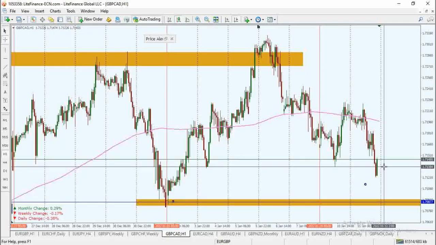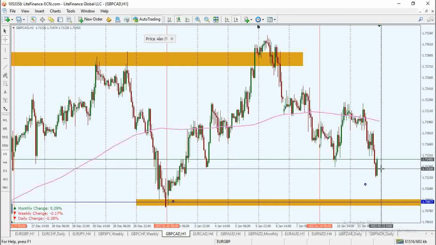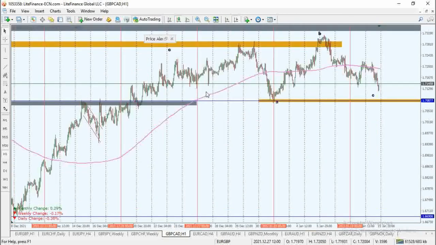This was the area where we put our pending order right here, and yesterday price was somewhere close to the area but wasn't triggered. So today we are triggered on this trade. We're looking at our target areas, which is what we're going to be finding.